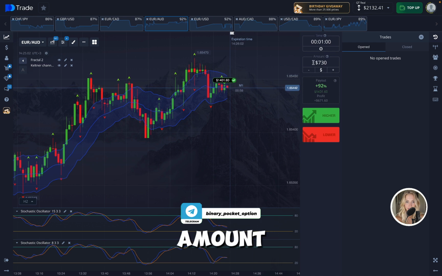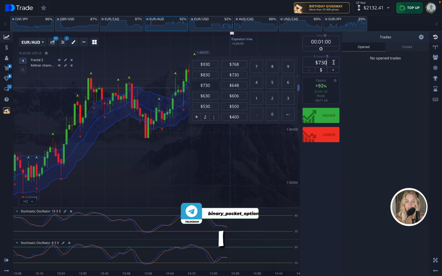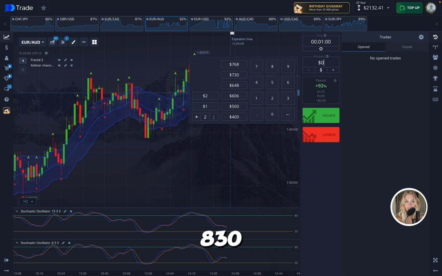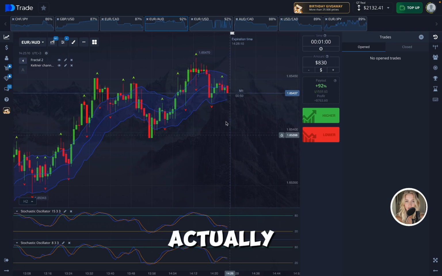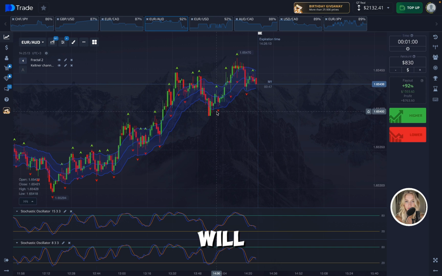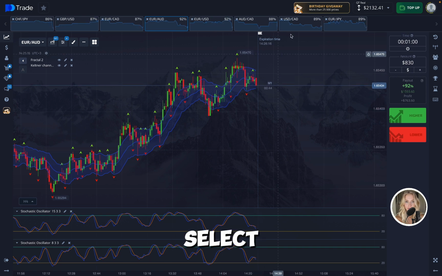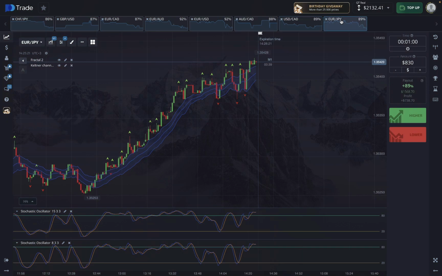I will change the amount of the transaction value. I will probably put $830 per transaction. And actually, let's continue trading. I will continue my further analysis and select the next currency pair.